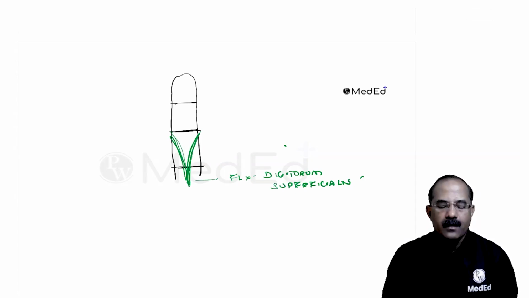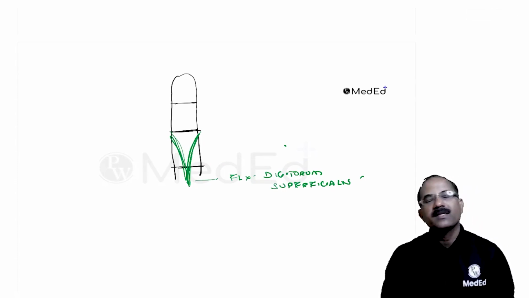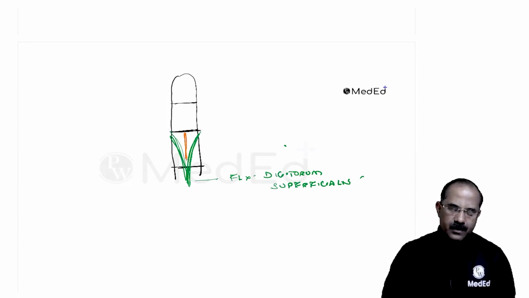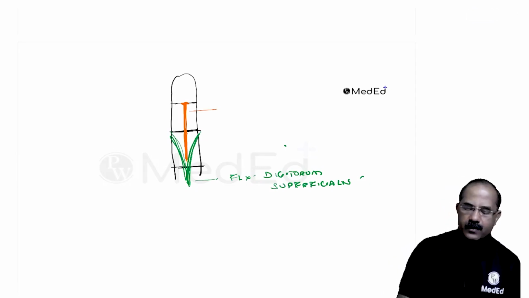Yes, it supplies the 4 fingers; it doesn't go to the thumb, it goes to the 4 fingers. So the ring finger was asked. And what is this muscle which is lying deep to the superficialis? It goes and gets inserted into the base of the distal phalanx. Who is this? This is the flexor digitorum profundus.